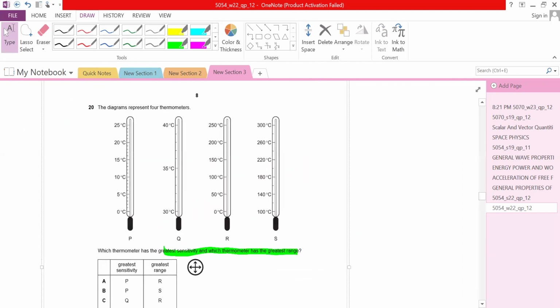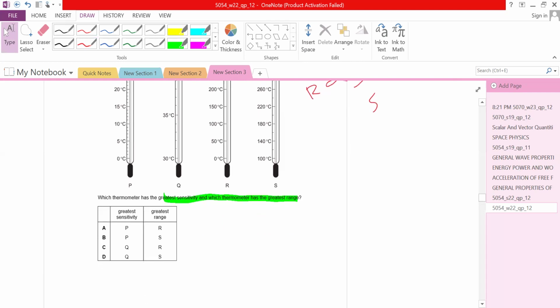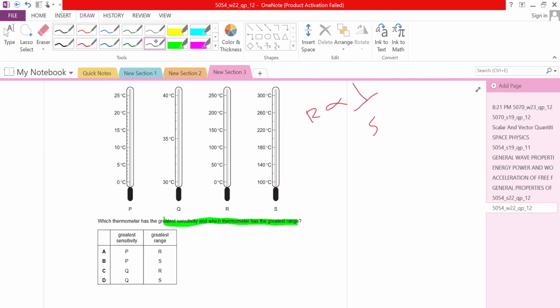Firstly, you should remember that the range of the thermometer is inversely proportional to sensitivity. Let me write it here: range is inversely proportional to sensitivity. Let's calculate the range of each thermometer first. 25 minus 0, range is 25 degrees Celsius. 40 minus 30, which is 10 degrees Celsius. 250 minus 0, 250 degrees Celsius. Then 300 minus 100, 200 degrees Celsius. So the greatest range is 250, which is R. Here there are two options for R, either A or C.